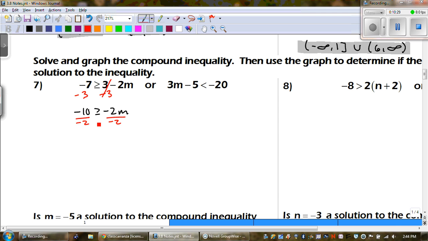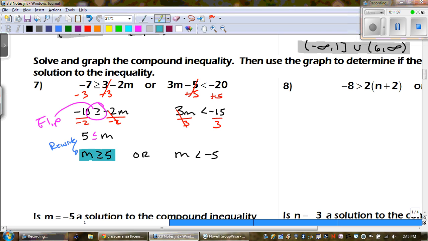You have to divide by a negative. So when you divide by a negative, you have to flip. Okay, and now at this point, we need to rewrite because we want the m first. It's pointing at the 5. Okay, now see if you can solve the second part all on your own. Good luck. Okay, when you're all done, you should get m is less than -5.